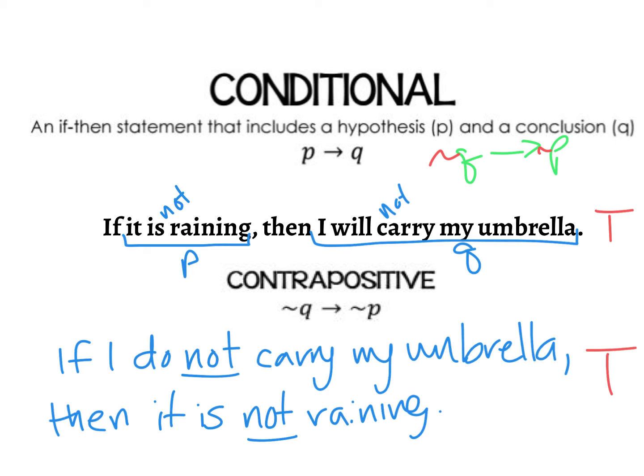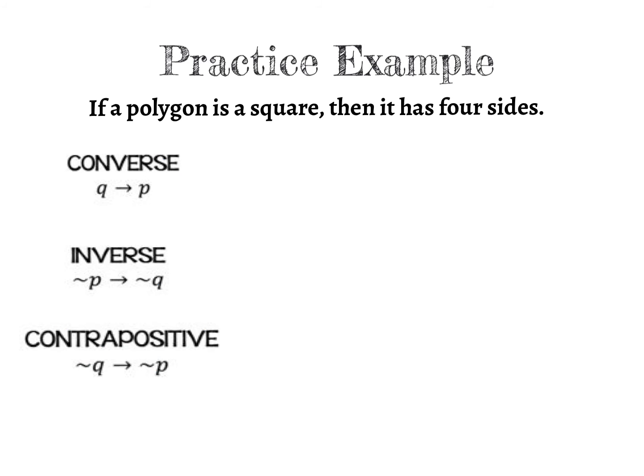We have converse, inverse, and contrapositive. And we're doing those three different rules, these related conditionals, to the original condition and assessing the validity. Are these other statements correct? So here's a practice example. Why don't you give this a pause and check out what we get.